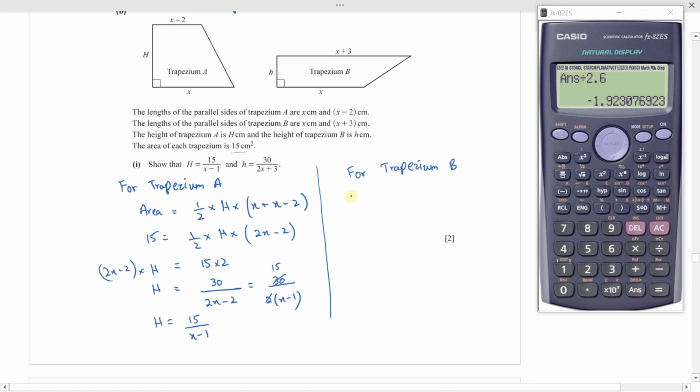Trapezium B. So your area is 1 by 2 into height, which is now small h, into sum of parallel sides, x plus 3. So area is again 15. 1 over 2 into h into now you have 2x plus 3. And then I'll take this 2 to the other side. 15 multiplied by 2 will be 30 equals to h times 2x plus 3. And then 2x plus 3 comes here in the denominator. So this will be 30 over 2x plus 3. So this is also the same as asked in the question. So now you have shown capital H is this and small h is this.